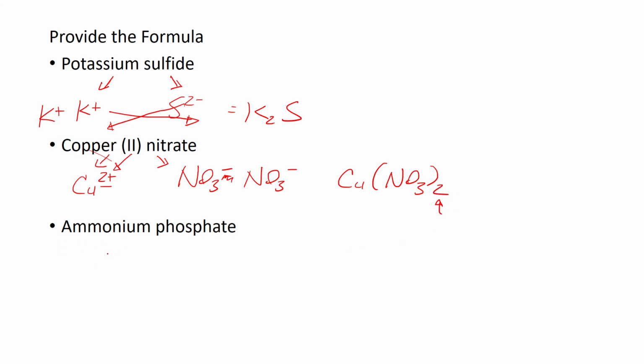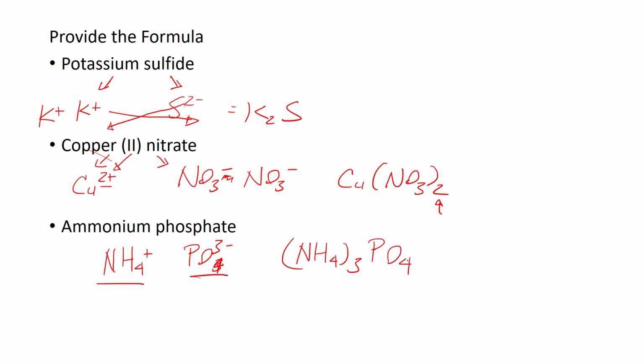Finally, ammonium phosphate. Ammonium is NH4+. Phosphate is PO3. Nope, PO4 3-. So it's going to take 3 of these to cancel out 1 of these. So this becomes (NH4)3PO4. Ammonium phosphate. I hope that helps.